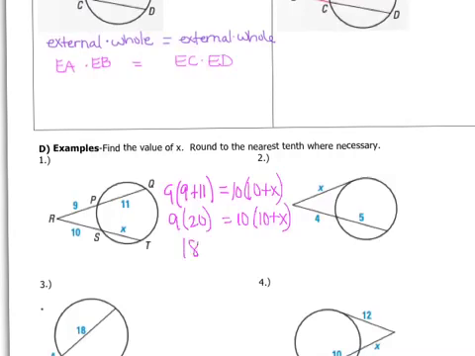9 times 20 is 180, and then on the right side we'll distribute and solve from there. So the value of x is not 10, but 8.